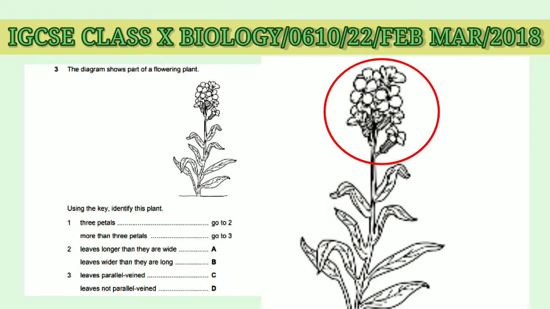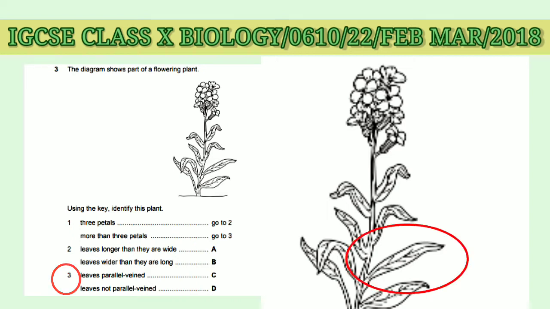Point number 3 says leaves parallel veined, plant is C. If the leaves are not parallel veined, plant is D. Since the plant has flowers with more than 3 petals and leaves which do not have parallel vein, so correct answer is plant is D.